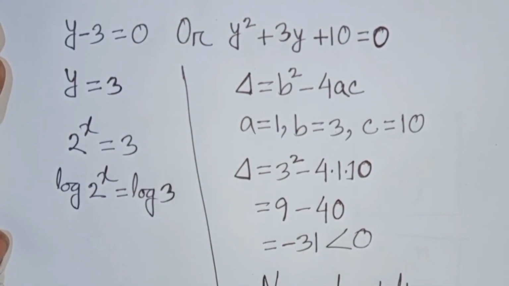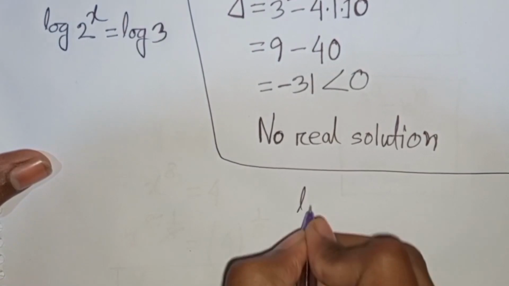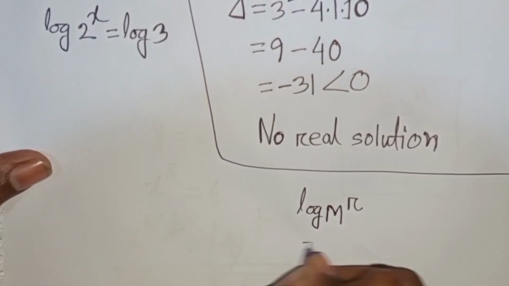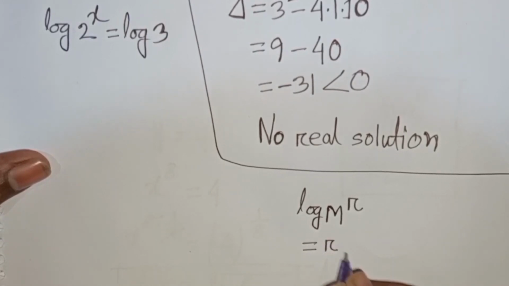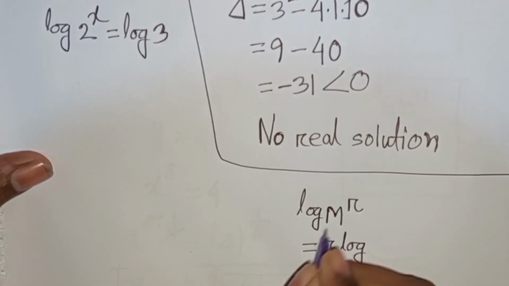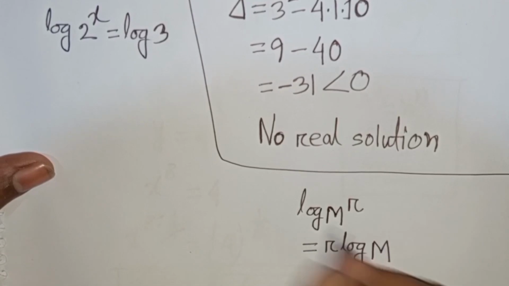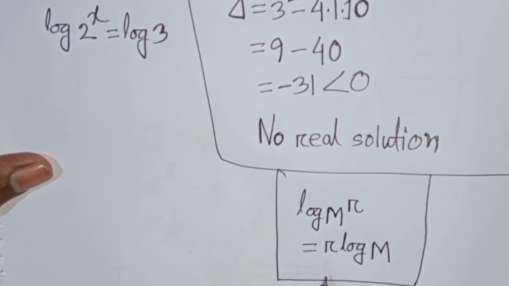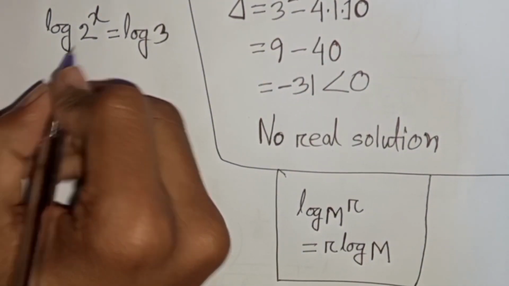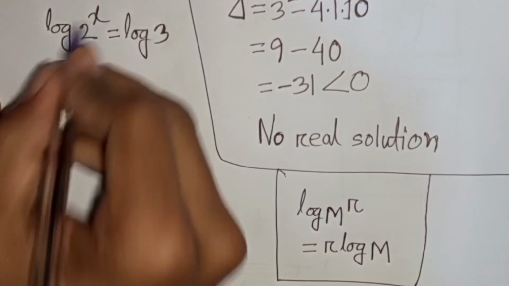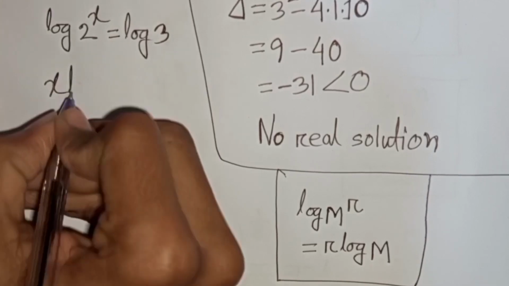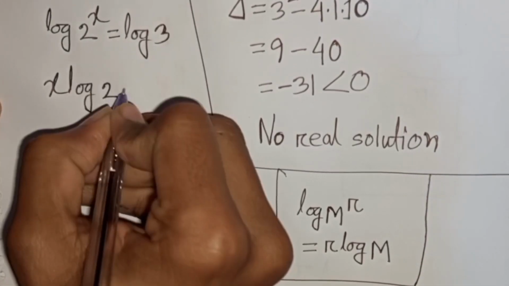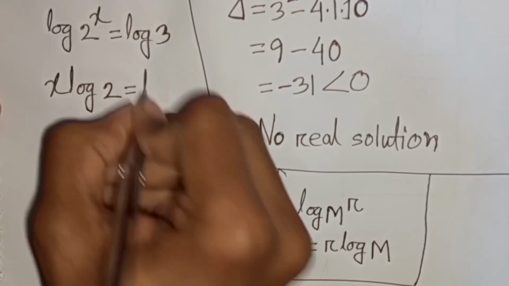Now here I can apply the rule that log m power r is equal to r log m. That means this power moves to the front. So according to this rule, you can compare here. This power x will move to the front. So you can write x log 2 is equal to log 3.